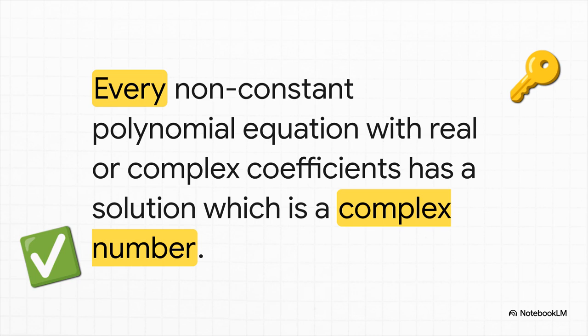This all leads to something with a very grand name, the fundamental theorem of algebra. And what it says is just incredible. It guarantees that every polynomial equation, no matter how complicated, has an answer. Even an equation like x squared plus 1 equals 0, which has no solution on the real number line, always has a solution on the complex plane. The system was finally complete. No more dead ends. Every question had an answer.